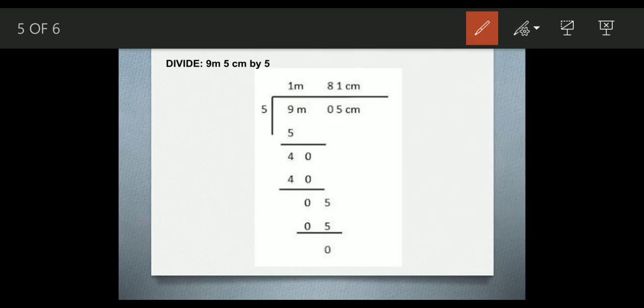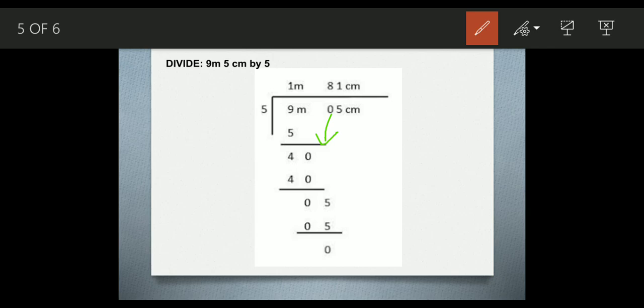Yes. In the 5 table I don't get 9, so I'll see what number is closest to 9. 5 ones are 5 and 5 twos are 10. Now 10 is greater than 9, which is not allowed. So I'll go for the 1 table. I'll put 1 at the top. 5 ones are 5. Now subtract. When I subtract, what will I get? 9 minus 5, I'll get 4. I have written 4 here. Now I'll bring the next number down. What is the next number I have here? 0. So now it has become 40.